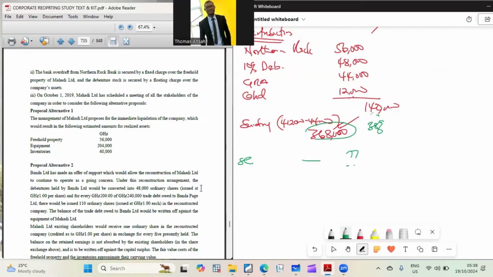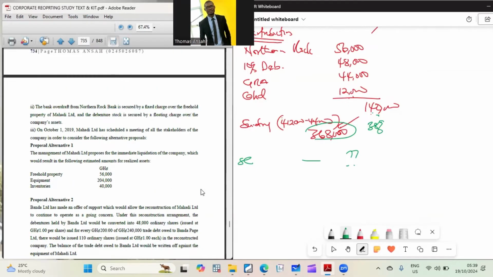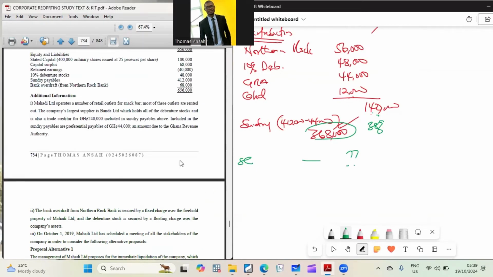So Banda, if you look at that Banda man, the issue surrounding him was that this 240, he can only get 140. That's 58%. So you can say that. So this is you liquidating and sharing. Stated capital people will receive nothing. All right, so you can say that.